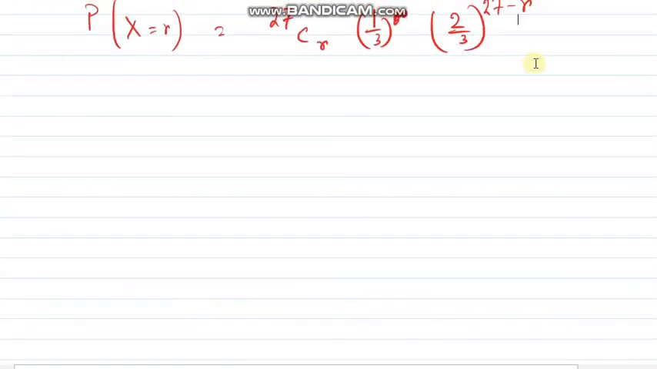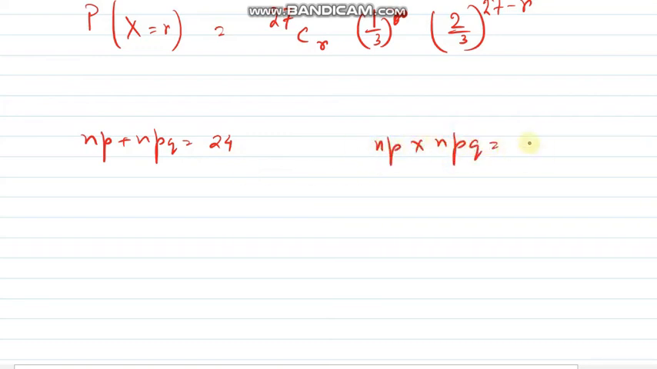One more sum I will do right now based on this. Suppose the sum of mean and variance is given as 24, and the product of mean and variance is given as well. So these are the three sums which are very important here, otherwise you will not get the confidence of doing any sum. So np into (1 plus q) equals 24.